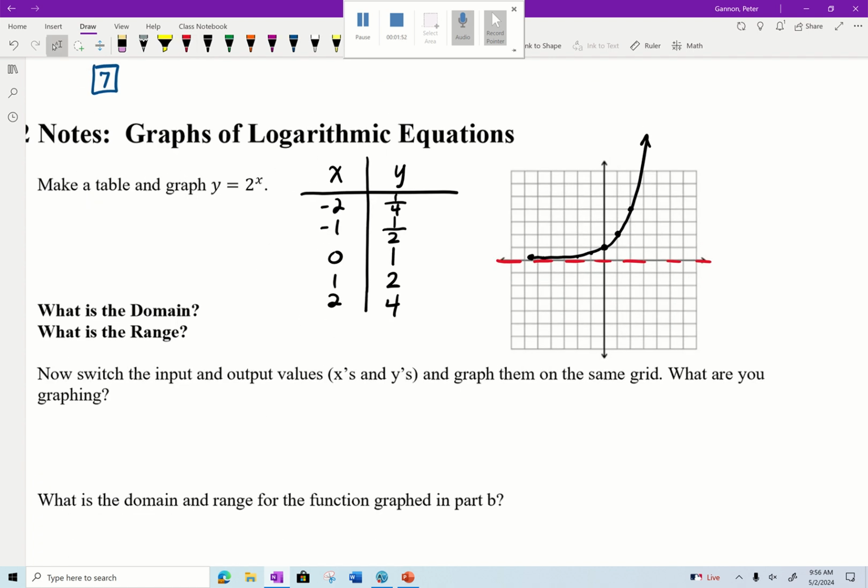All right. If we look at the function, the next question talks about domain and range. So domain in this example is simply all real numbers because our graph will go left and right forever. The range, however, is going to be y is greater than 0 because our graph will never cross that horizontal asymptote. It's always above it.